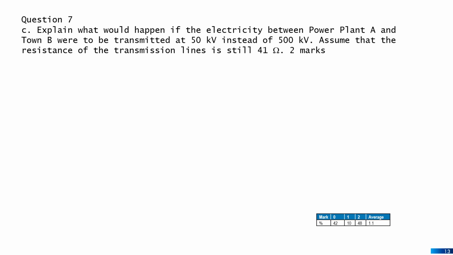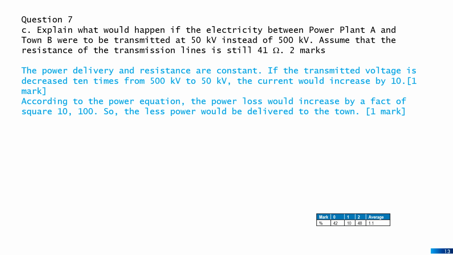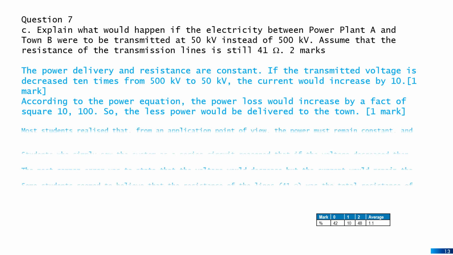The power delivery and resistance are constant. If the transmitted voltage is decreased 10 times from 500 kV to 50 kV, the current would increase by 10. According to the power equation, the power loss would increase by a factor of 10 squared, which is 100. So, less power would be delivered to the town.